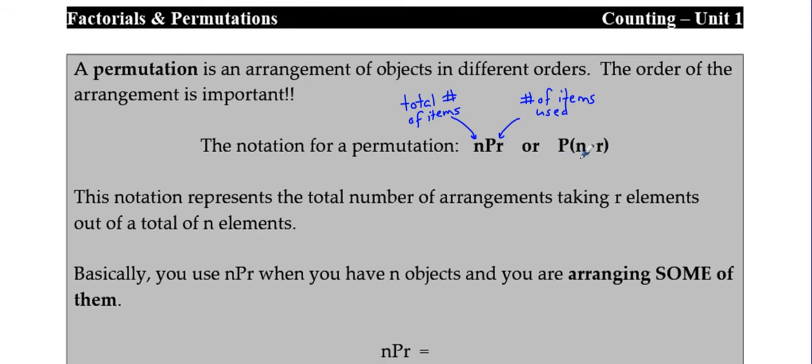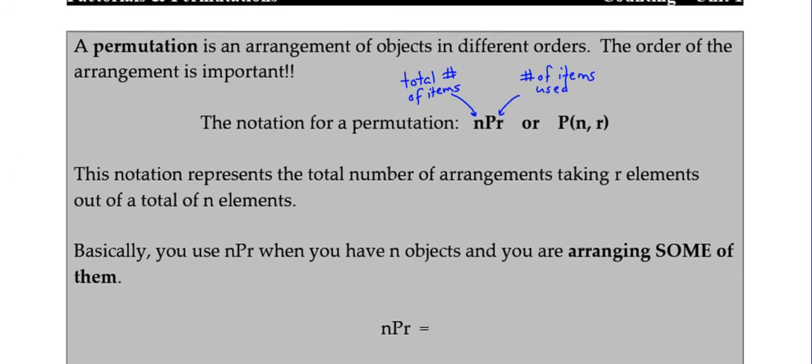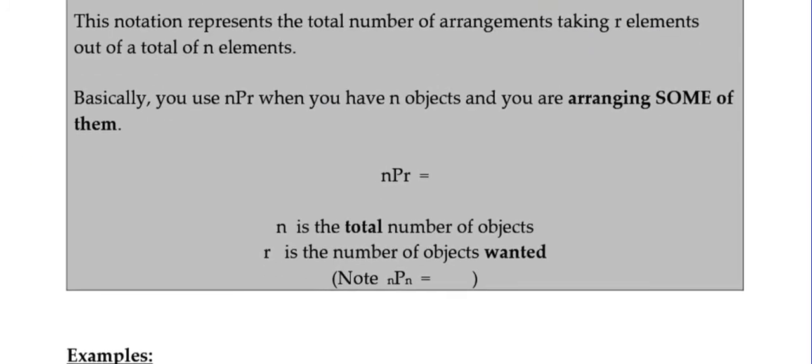Some calculators, but not many of them, use this notation. So just take a look at the button on your calculator to see which one you use. So n factorial is used if you are arranging all the objects. nPr is used if you are arranging only some of the objects. The formula for nPr is n factorial over n minus r factorial.